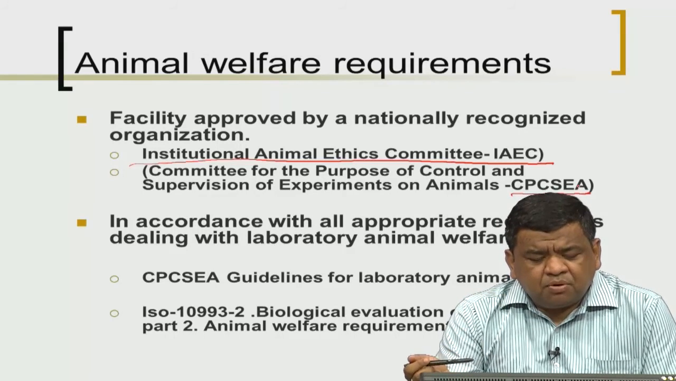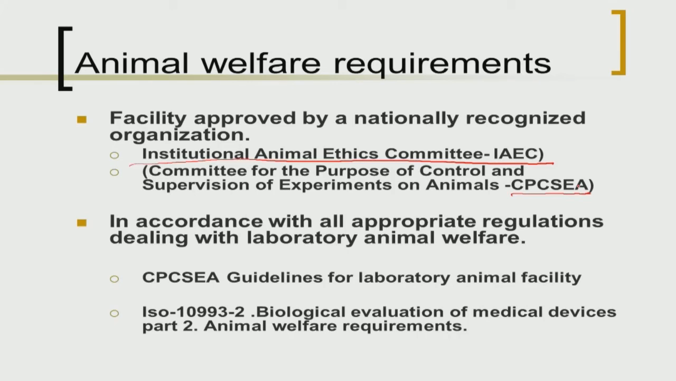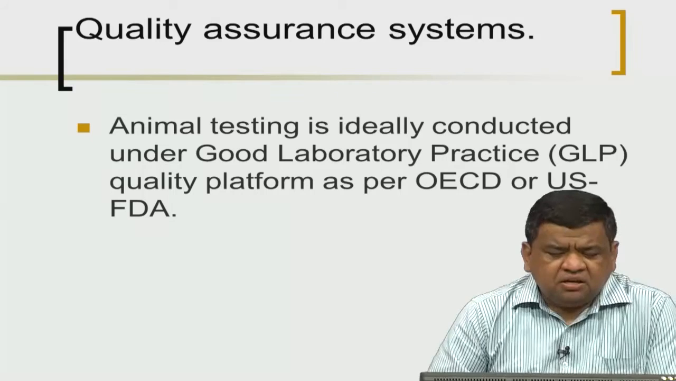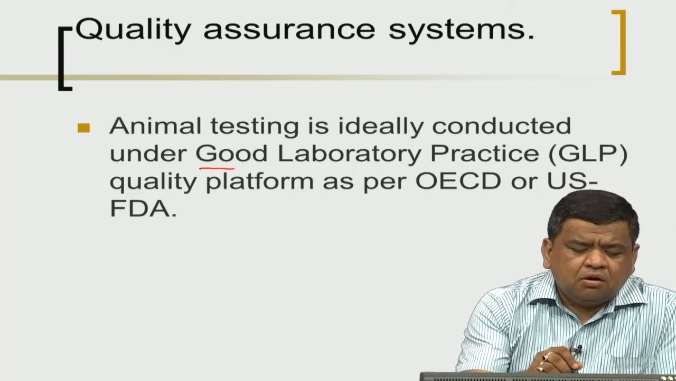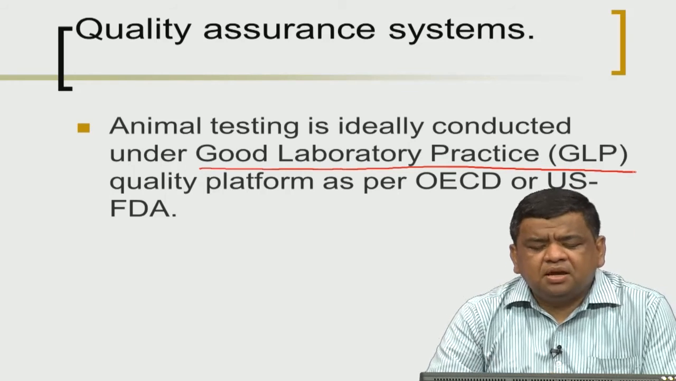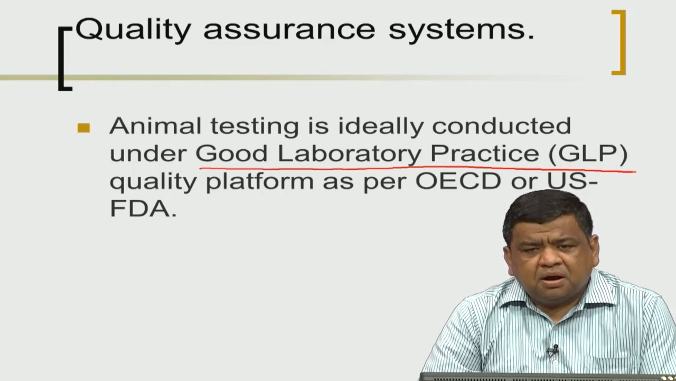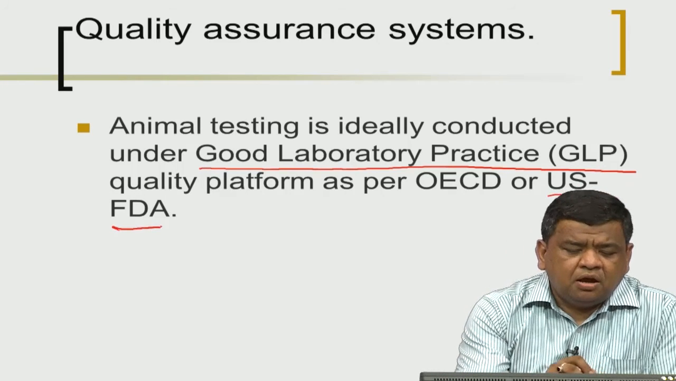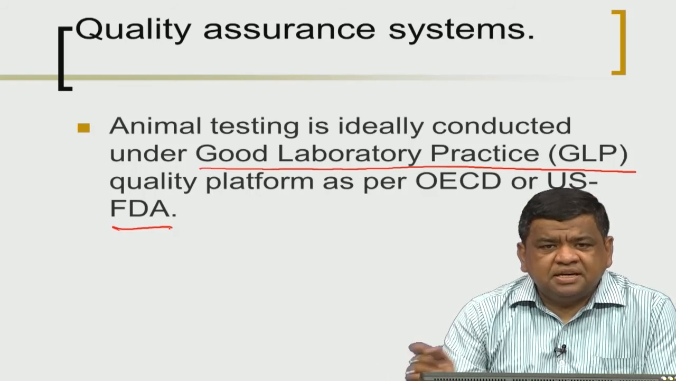Now, in accordance with the appropriate regulations dealing with laboratory animal welfare, one has to subsequently follow different guidelines like ISO standards, like ISO 10993-2, that is biological evaluation of medical devices, part 2, animal welfare requirements. Okay. Now, ideally all the animal testing should be conducted under good laboratory practice, GLP, quality platform, as per US FDA rules. That GLP compliance is necessary.